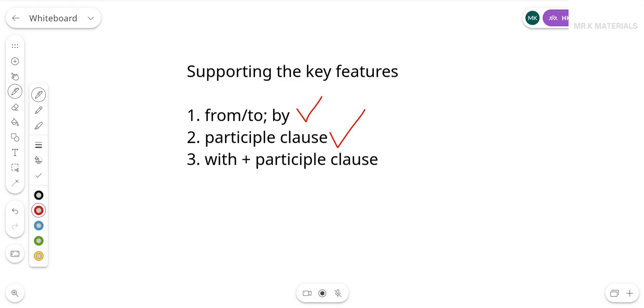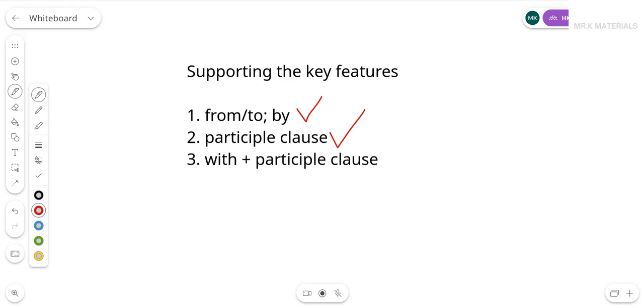If I already know how to use from, to, and by, and I can use it everywhere, why should I even try to learn about participle clauses? I already know how to support the key features. Well, to get a high score in IELTS, as I've already mentioned, you need to vary your language and you need to vary your grammar. And you show this variety by supporting your key features in a different way.